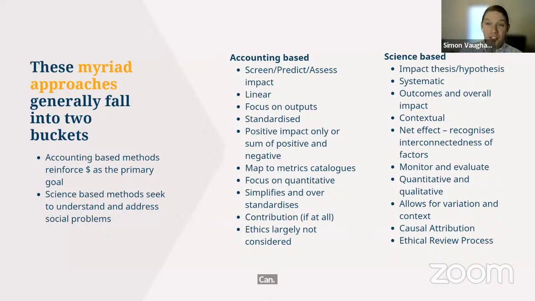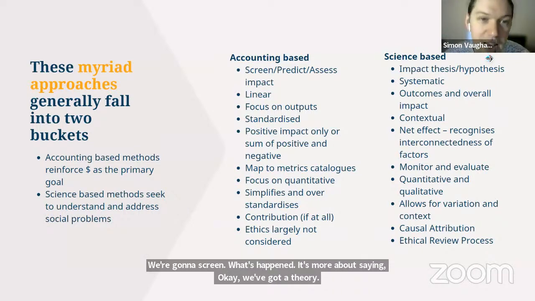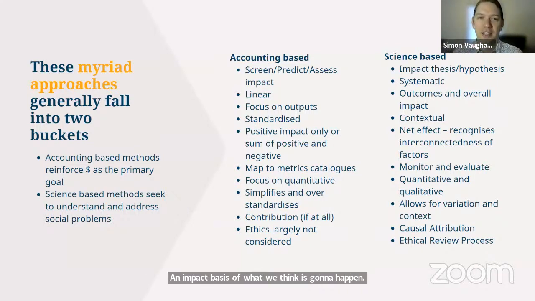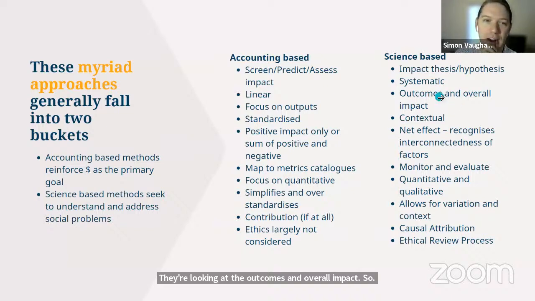And so then the other types of approaches are science-based. So they think of it less as we're going to count what's happened, we're going to screen what's happened. It's more about saying, okay, we've got a theory, an impact thesis of what we think is going to happen, and that's our hypothesis, and we're going to rigorously test that theory to see if that's true. They require us to take a systematic approach to things. They're looking at the outcomes and overall impact, so not just those outputs, those numbers of things that have happened. They're looking for the deeper impact that is happening on people.